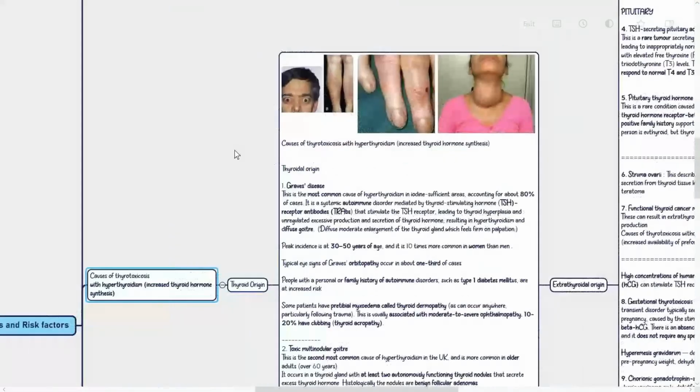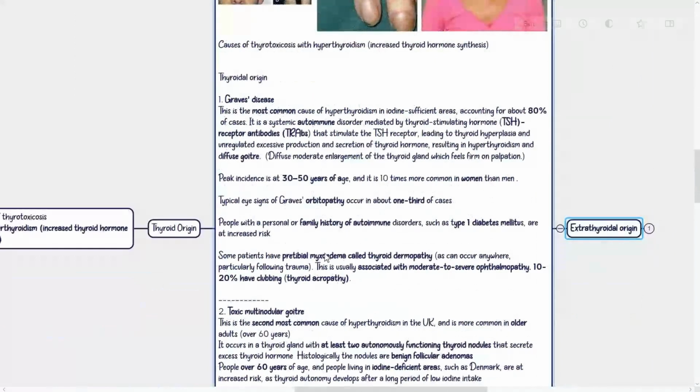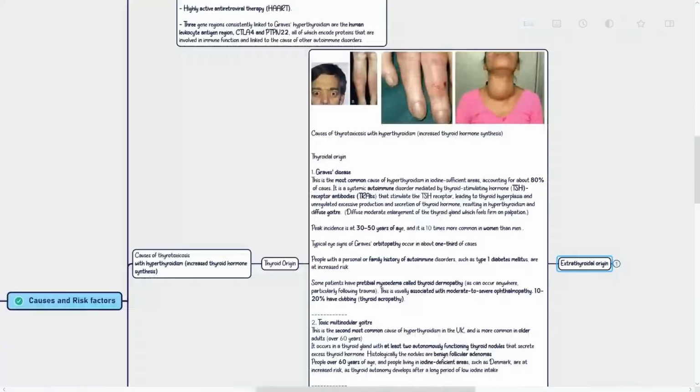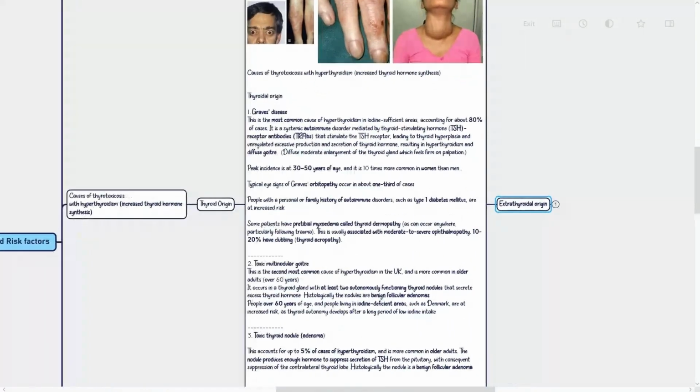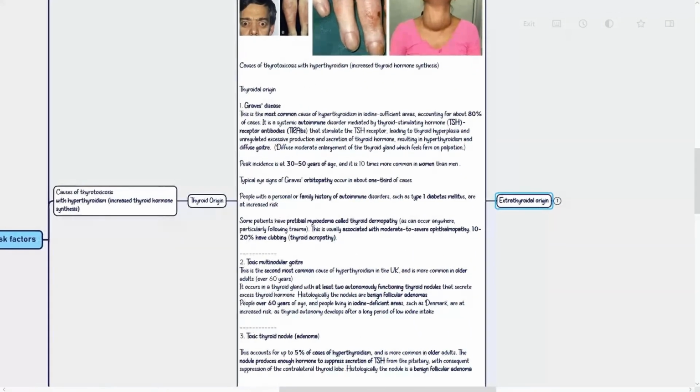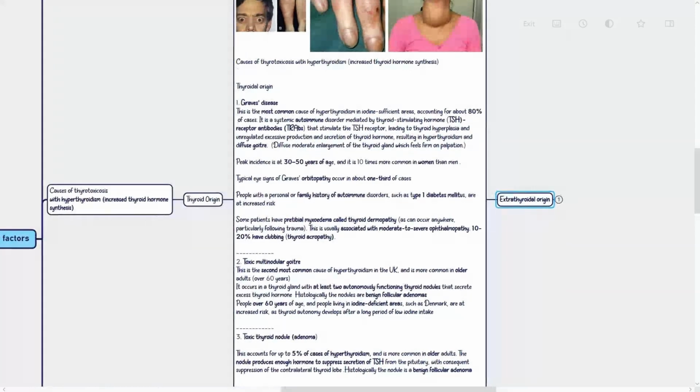Causes of thyrotoxicosis with hyperthyroidism: increased thyroid hormone synthesis. Thyroidal origin. 1. Graves' disease. This is the most common cause of hyperthyroidism in iodine-sufficient areas, accounting for about 80% of cases. It is a systemic autoimmune disorder mediated by thyroid-stimulating hormone (TSH) receptor antibodies, TRAbs, that stimulate the TSH receptor, leading to thyroid hyperplasia and unregulated excessive production and secretion of thyroid hormone, resulting in hyperthyroidism and diffuse goiter.